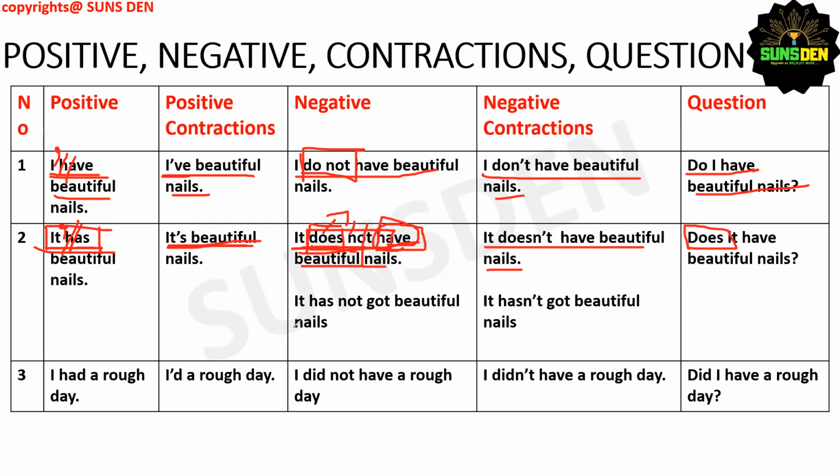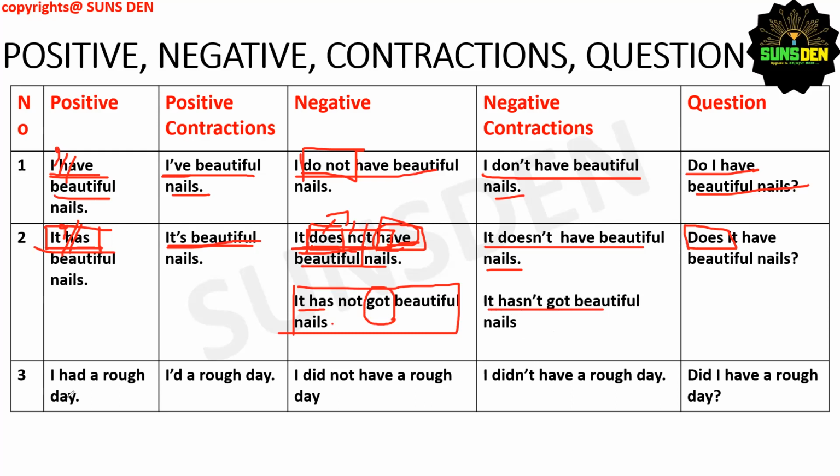Now we can also write this sentence in the other way, which is it has not got beautiful nails. Here you cannot write it has not beautiful nails. Rather, you have to introduce one more word called got. It has not got beautiful nails. Now the contraction will be it hasn't got beautiful nails.